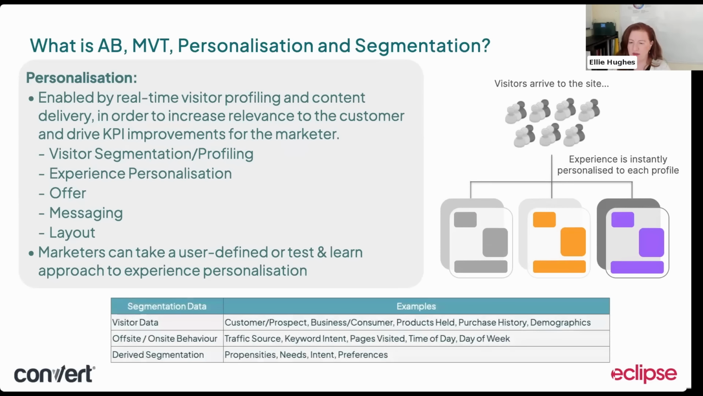So some examples of things that you could personalize would be, are they a customer or prospect? How many products have they purchased, their purchase history? Is there some on-site behavior like the traffic source, the keyword that they came in from, the time of day, like maybe you only want to target something to the weekend or weekdays only. Also derived segmentation. So that means things like, we know this type of user has a propensity to convert in this particular way, so we're going to show them a different price, for example.